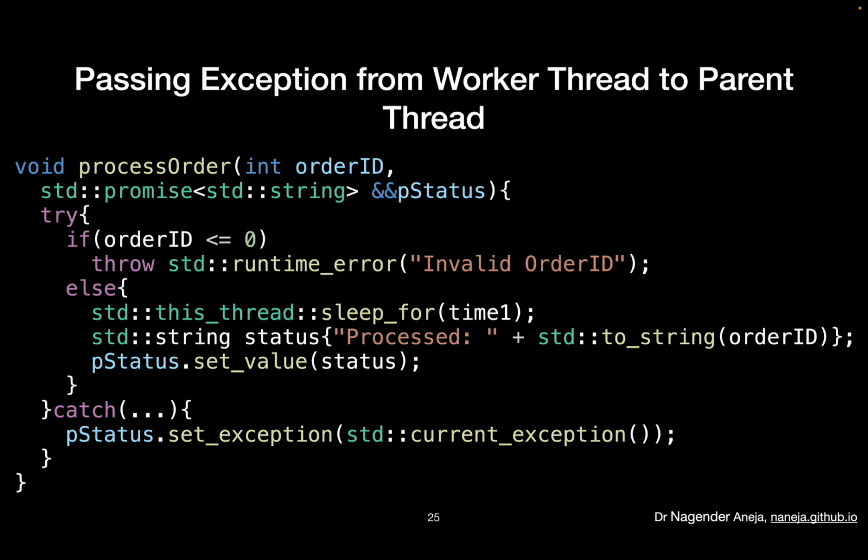So we are sending two values. Either the set value when it's greater than 0, so we'll say this thread does some work, sets the string and set value, or we're setting set exception. Only two things, either set value or set exception, right? So if it's less than 0, then it will throw the error and the exception will be set. If it is not less than 0, then set value will be set and the exception will not be set, right? So that's our process order. So either we set value or set exception.